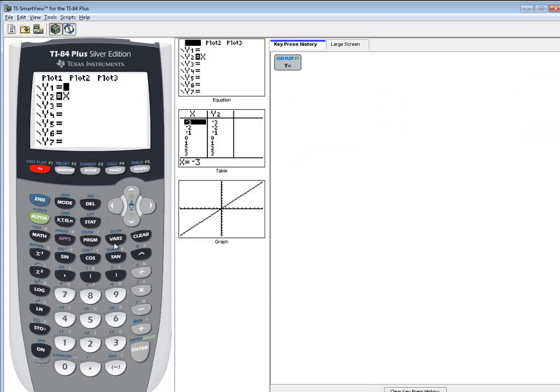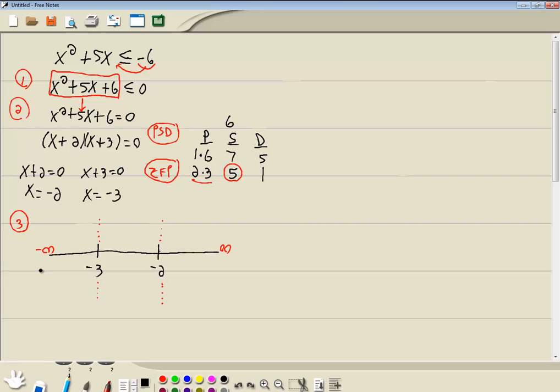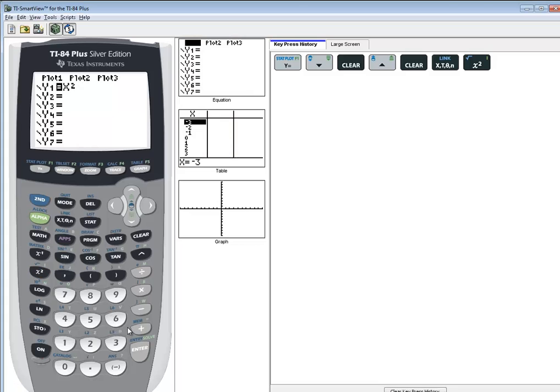So go to y equals, and I got something on y2, so I'm going to clear that out. Anyway, clear out y1, and then we got x squared, so I do my x key squared plus 5x plus 6, and then graph.